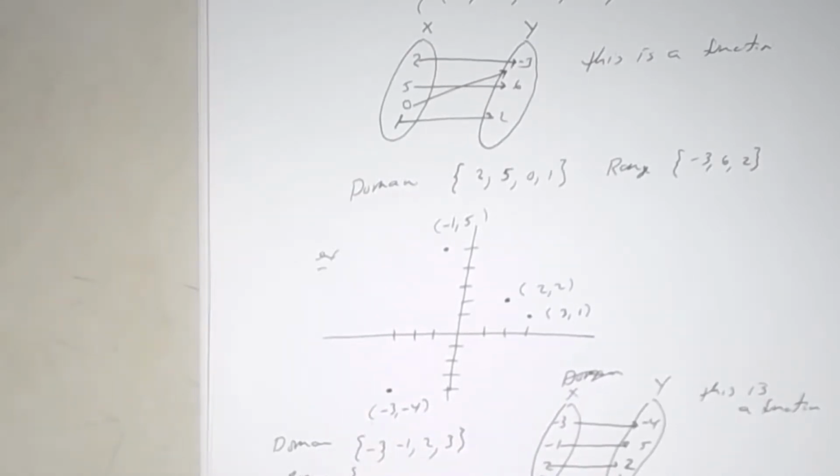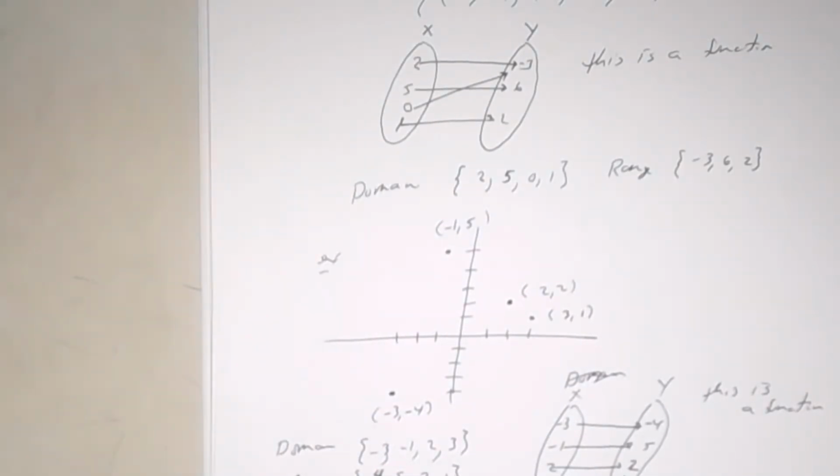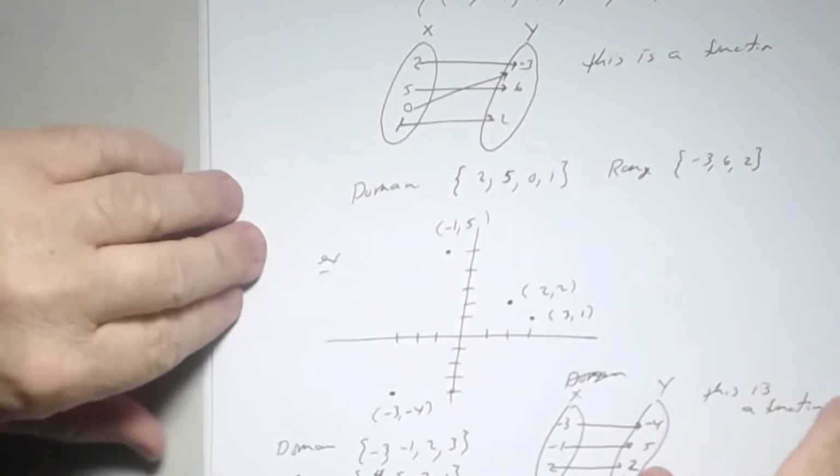What's the range? So remember, the range is a set of y coordinates. Yeah, negative 4, 5, 2, and 1. Any question on that? Okay. All right.